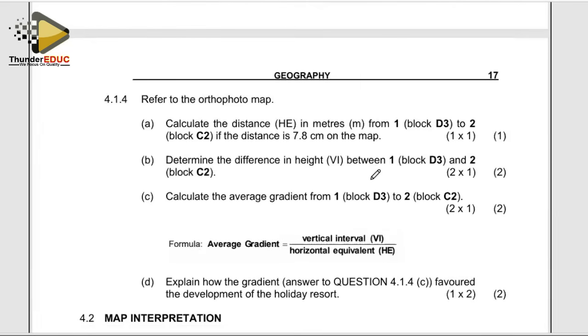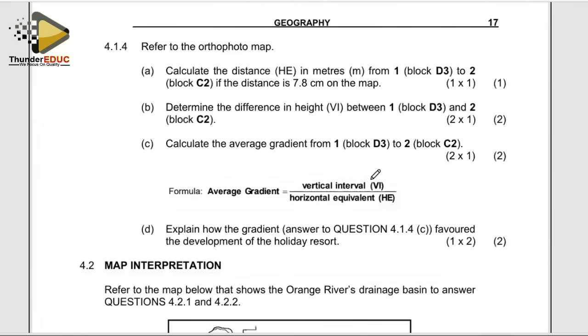Right. We take it to the next question. Calculate the distance, which is the horizontal equivalence in meters, from point number 1 in block D3 to point 2 in block C2 if the distance is 7.8 centimeters on the map. We don't need to go to the map because we are already provided with the measurement, and we are told we are referring to the orthophoto map. Our orthophoto map, always remember, has a scale of 1 is to 10,000. Do not confuse there.